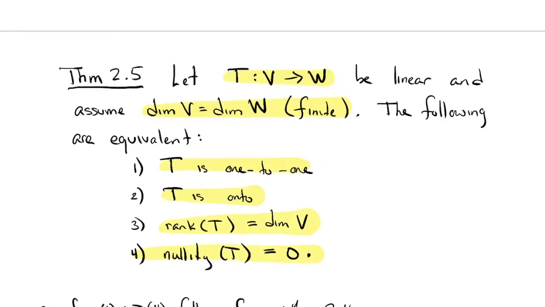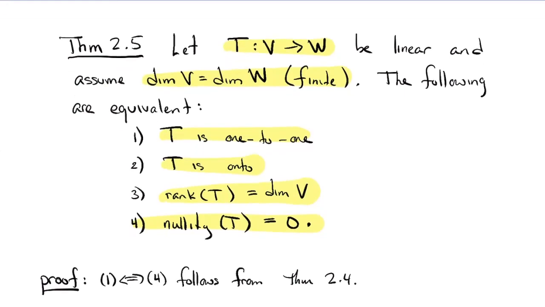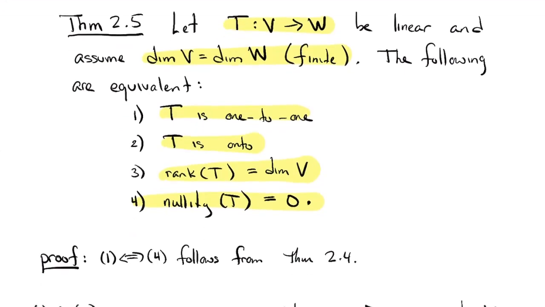All right, so I'm going to try to walk you through an argument of this. You can pause the video as we go and think about everything that I say. I'm just going to go quickly. First of all, Theorem 2.4, which we just proved, says that 1 and 4 are the same, because T is 1 to 1 if and only if its null space is the 0 vector. So in particular, T would be 1 to 1 if and only if the dimension of the null space was 0. So Theorem 2.4 is actually the equivalence of 1 and 4.